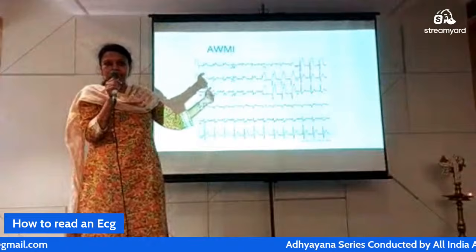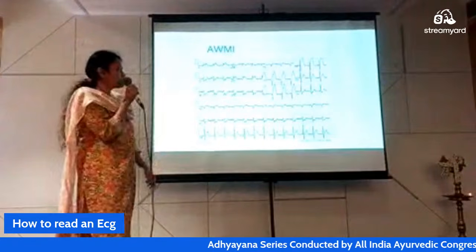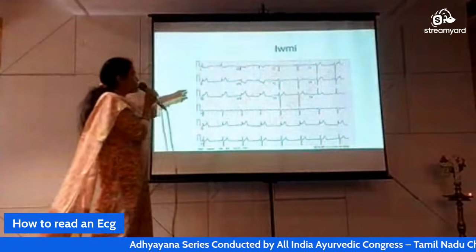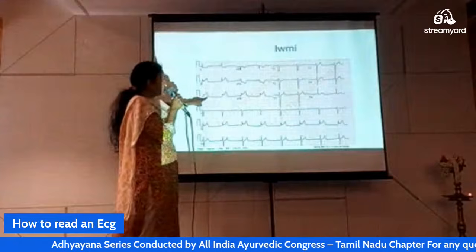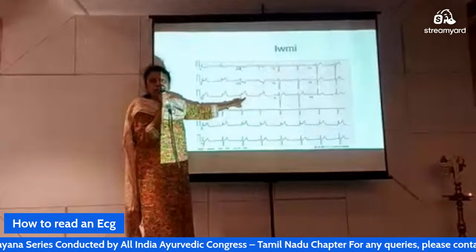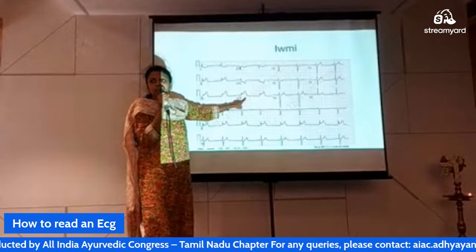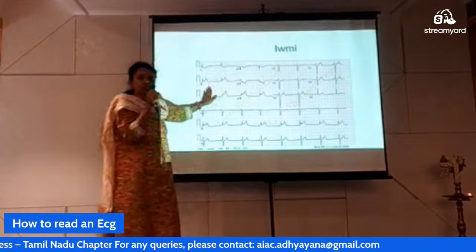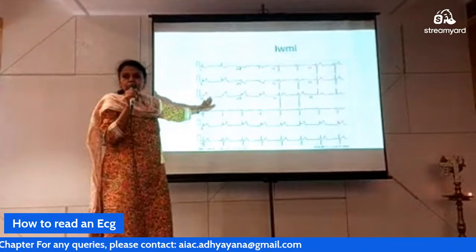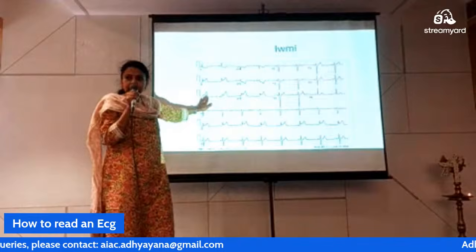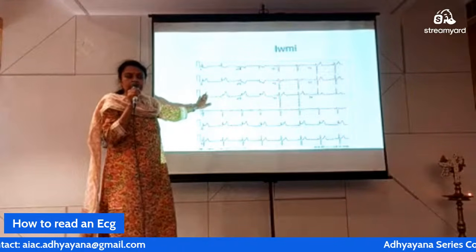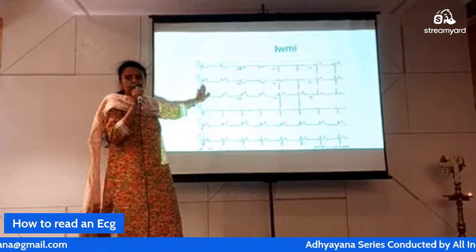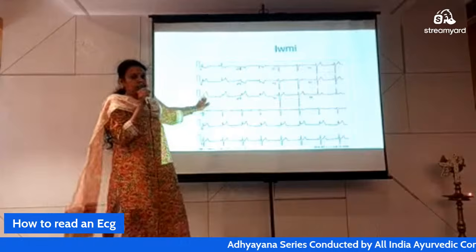Okay, this picture is clear? Okay, next. Now tell me, ST elevation is in 2, 2, 3 and aVF. Limb leads. This is the ECG of inferior wall myocardial infarction. So when you see this ECG itself, you can say the right coronary artery is blocked. You have to emergency shift the patient to the cath lab and you have to open the artery with a stent. So this is the right coronary artery picture. Next one.